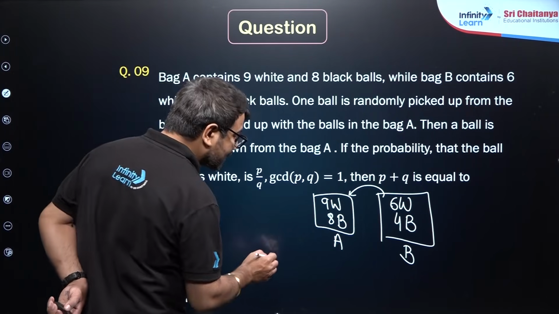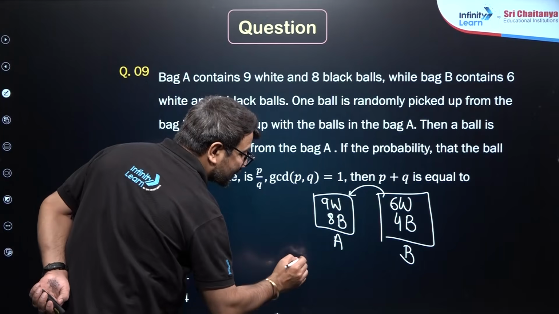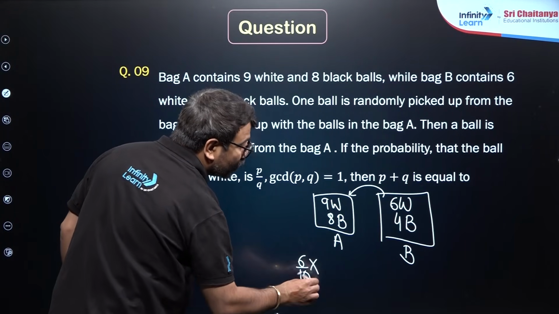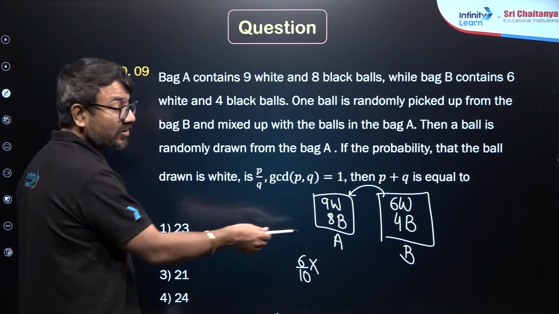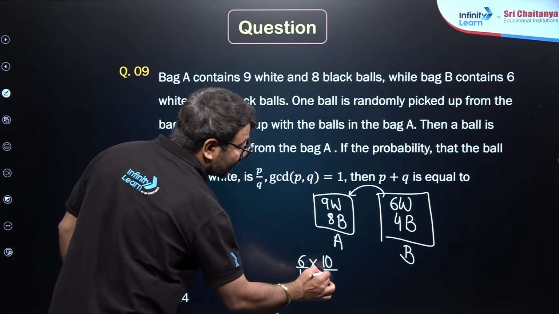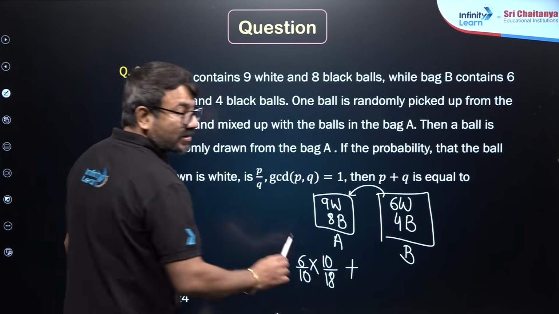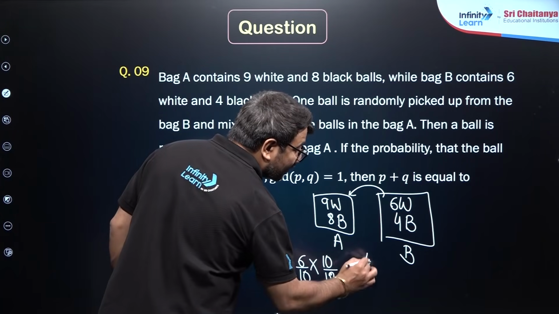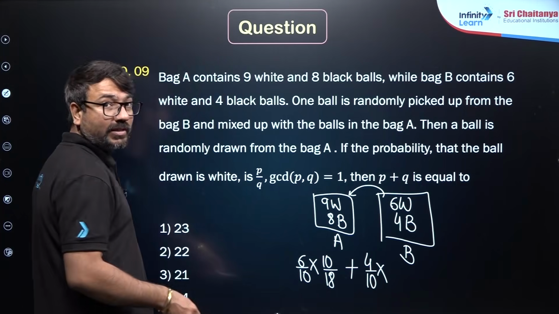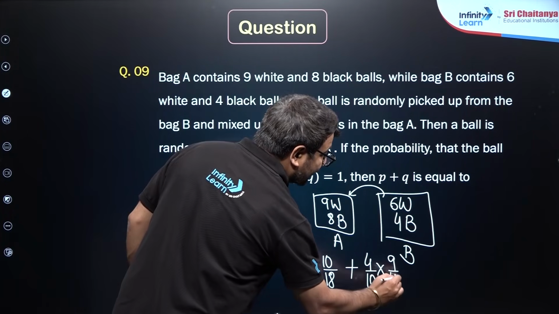Now, bache, the first case is that when a white ball is transferred. If white ball is transferred, the probability of white in the bag B is 6 by 10 into probability of white from here, because one ball is already transferred. Now the white ball becomes 10 and the total becomes 18. Now the second scenario, when a black ball is transferred. So probability of picking up the black ball is 4 by 10. And if black ball is transferred, so it will become 9 white and 9 black. At that time it will become 9 by 18.